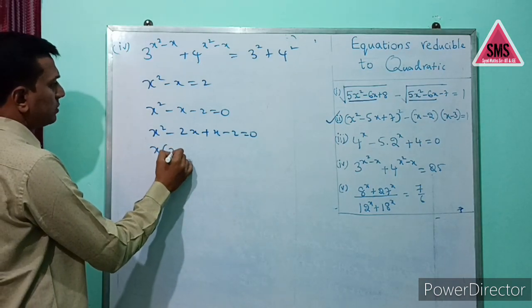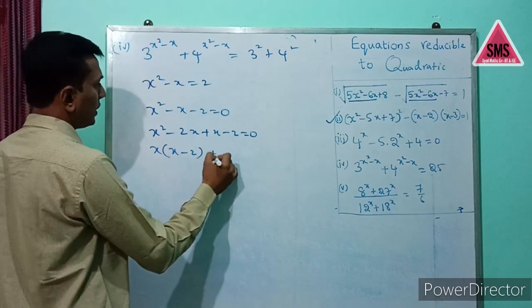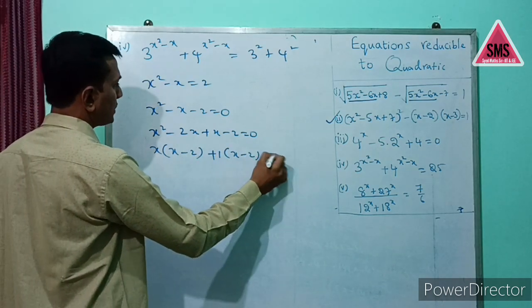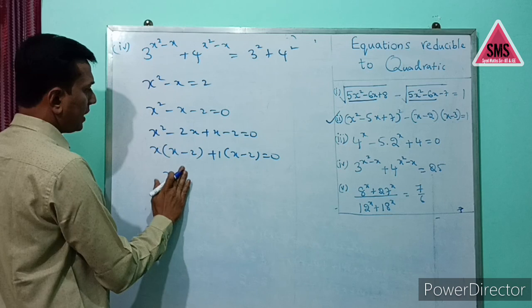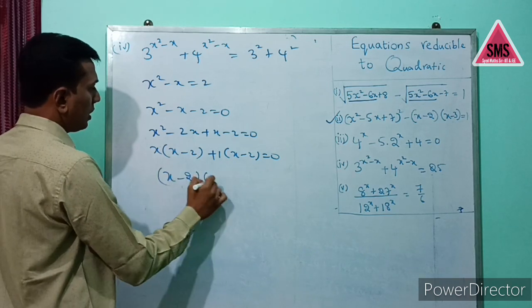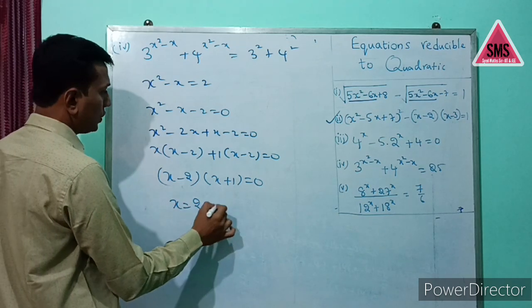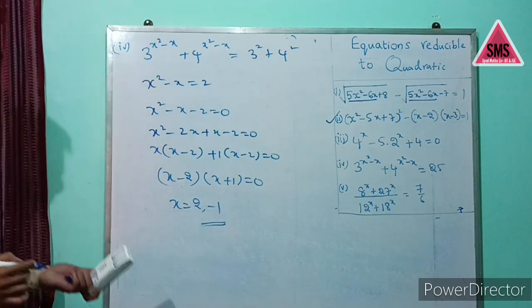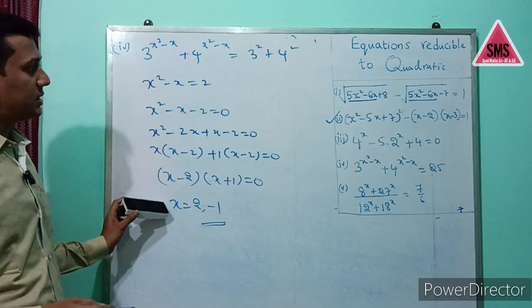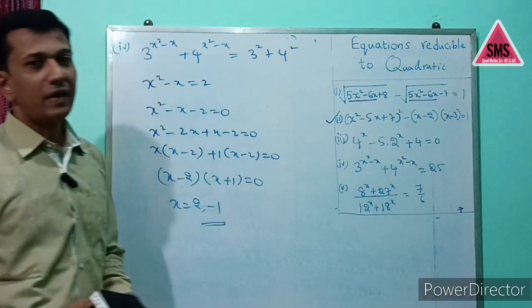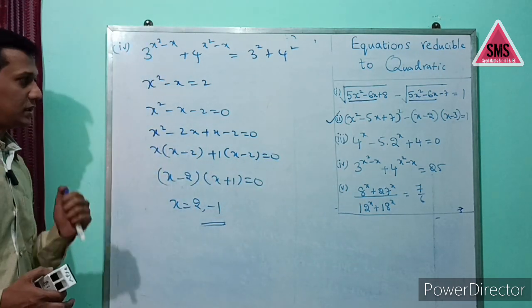x minus 2 is common. Here also x minus 2 is common. So x minus 2 is common and here x plus 1 is left. x equals 2, x equals minus 1 is going to be the solution. So this is how you have to simplify the given exponential equation.